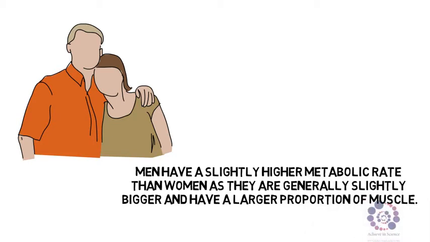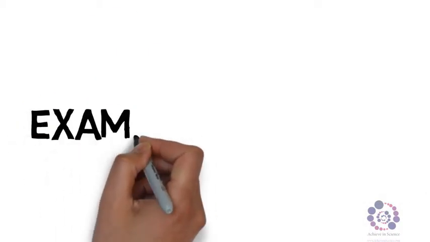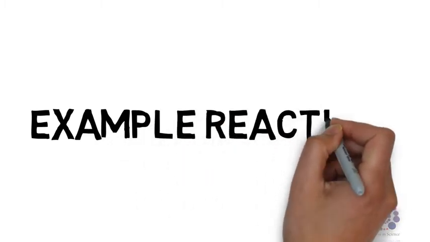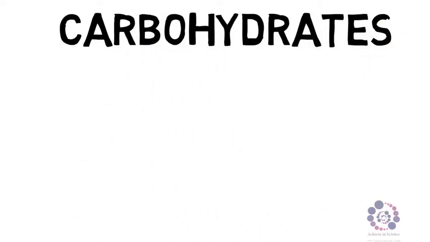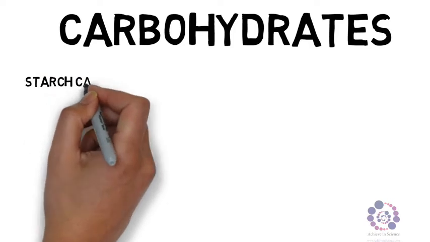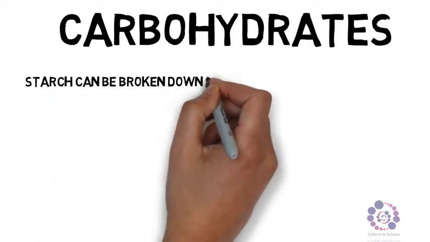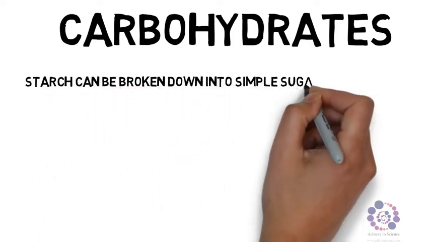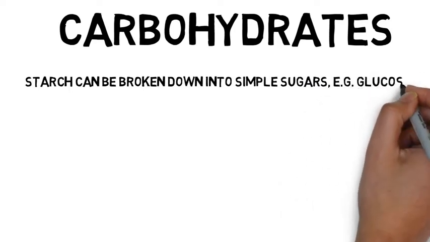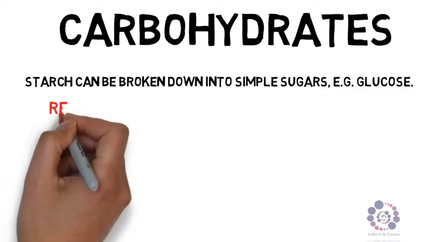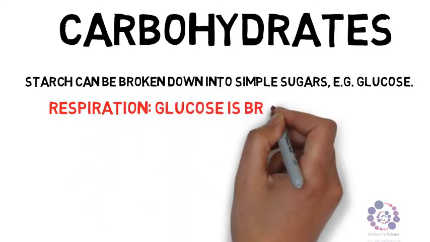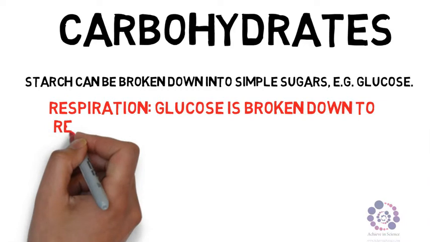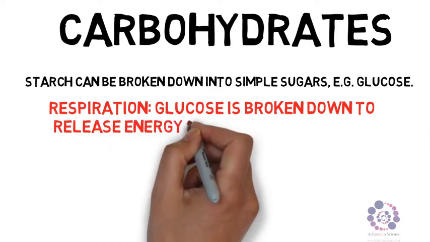But we do have similarities because we need energy for similar reactions within our body. So let's have a look at these reactions. We start off with carbohydrates and where we require energy. First of all, we require energy to break down starch into simple sugars, e.g. glucose. Of course, the main one that we all know about energy is respiration, and this is where glucose is broken down to release energy. This happens in both plants and animals.